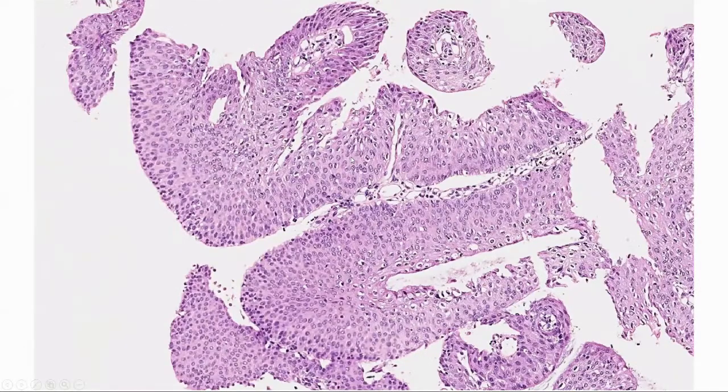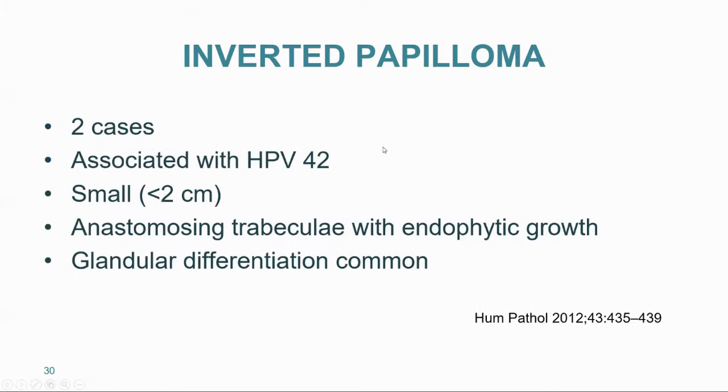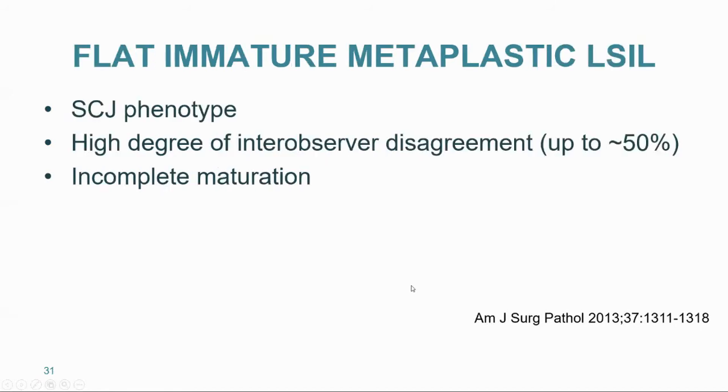upper epithelial layers. There are two cases of the so-called inverted papilloma described in the literature, both associated with this low-risk HPV type 42. They have been described as anastomosing trabeculae with endophytic growth into the stroma and common glandular differentiation. I mention it because Dr. McLucas described it in 2012, but I've never seen one of these cases.